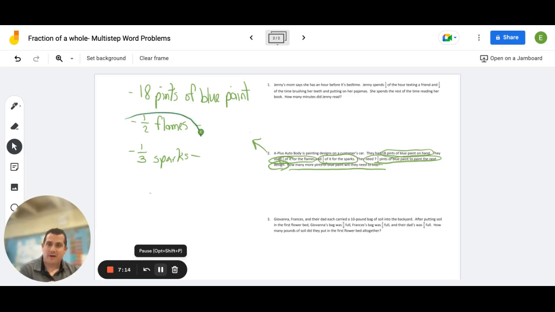So before I worry about what I need for my next project, let me see how much paint I used here. Well, half of the paint I used for flames. So I can do 1/2 of 18. We should know that half of 18, cut 18 in half, is going to be 9 pints. Okay? Or you could multiply it across and you would get 18 over 2, which equals the 9 pints. Okay?